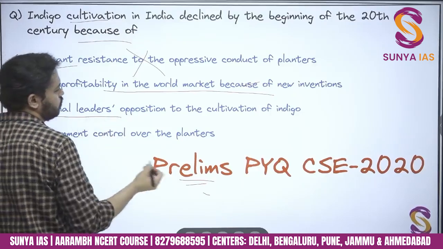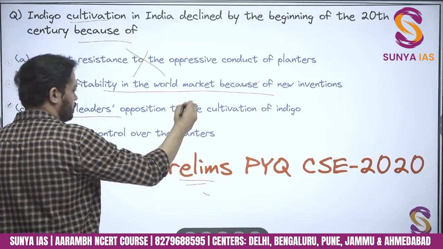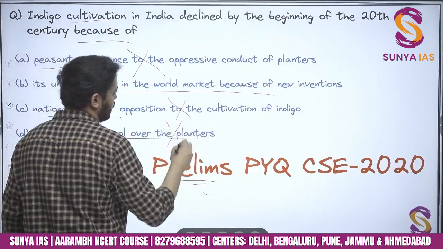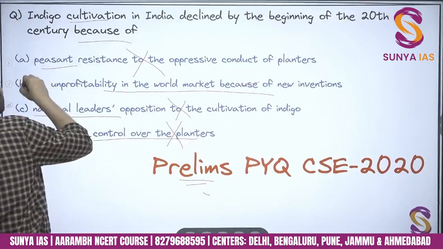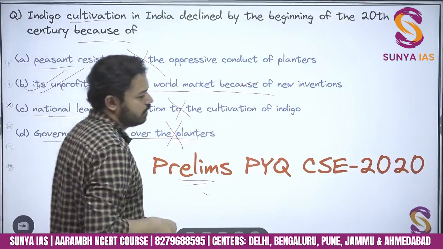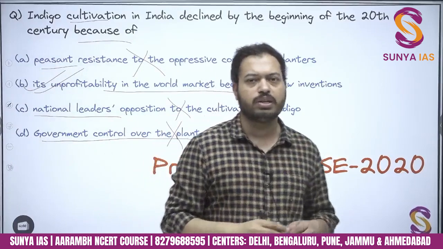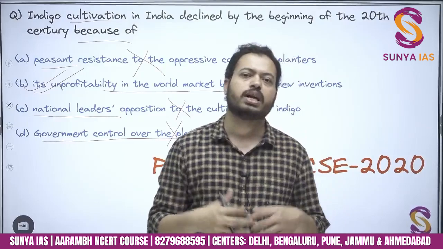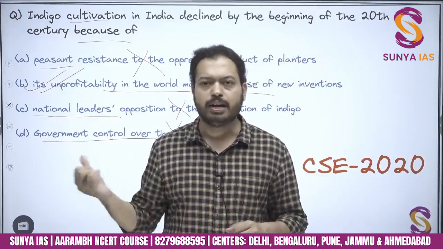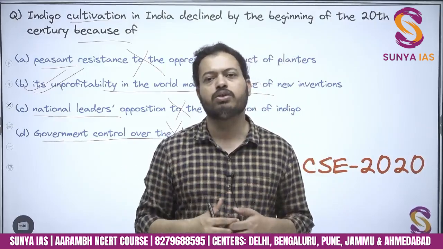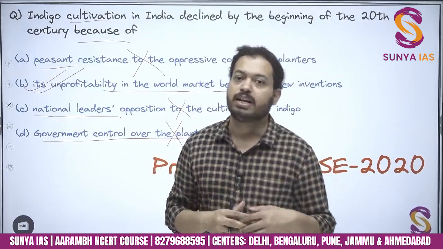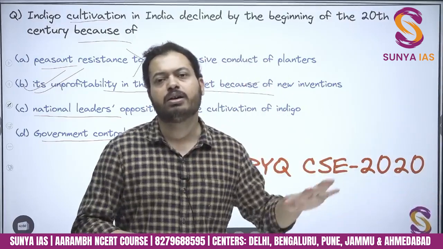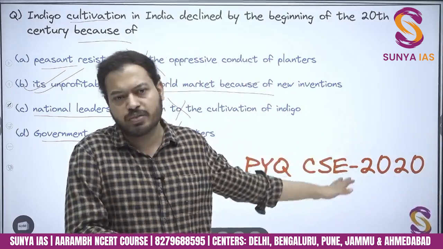National leaders' opposition to the cultivation of indigo. That happened, but no, that is not the reason. Government control over the planters. That never happened. Okay, the second option is that even though, in the aftermath of the indigo revolt, some relief was given to the people, that relief was not enough, and the end of indigo plantation happened only because of international market reasons. It has nothing to do with either the British Indian government or the recommendations of the Indigo Commission of 1860.